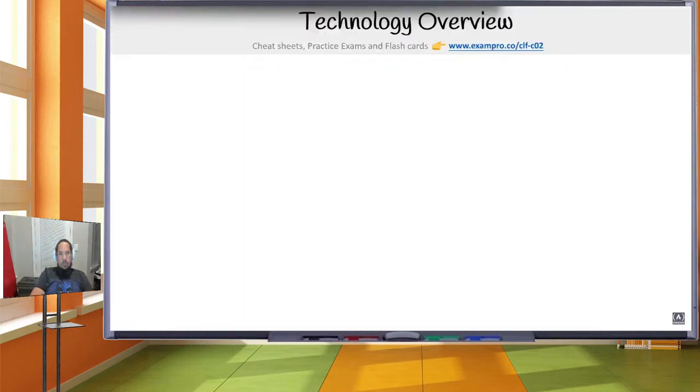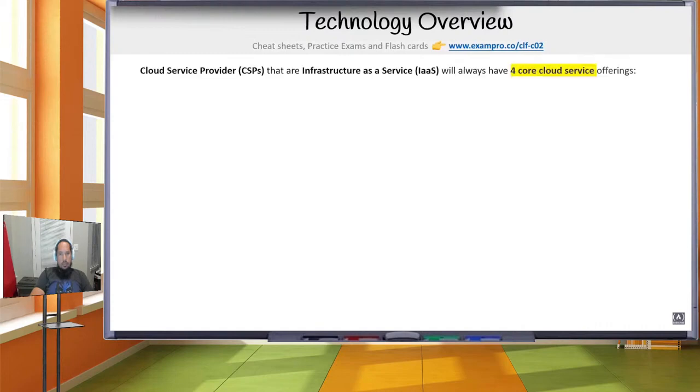So AWS has a lot of different cloud services, and I just want to go quickly over the types of categories that we can encounter here and mention the four core. Any CSP that has IaaS will always have these four core service offerings.